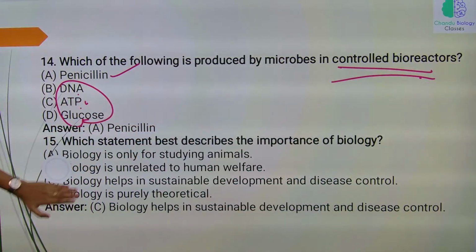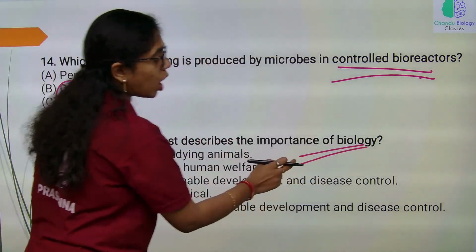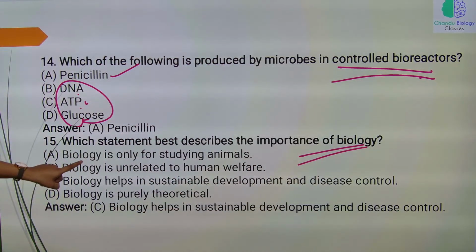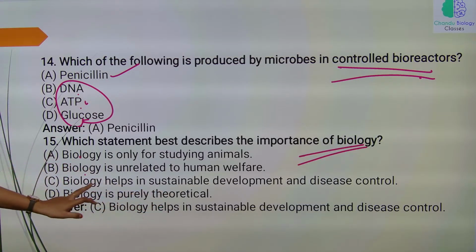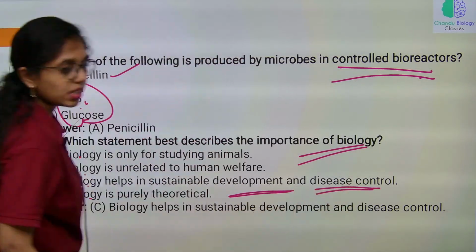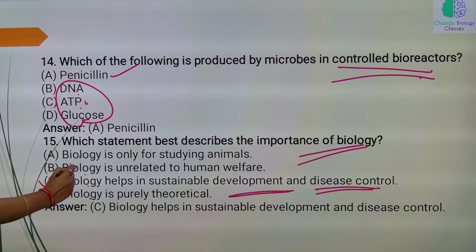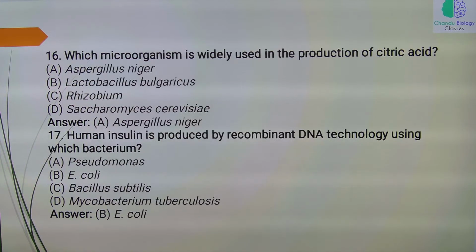Next, which statement best describes the importance of biology? Biology is only for studying animals? No. Biology is unrelated to human welfare? No. Biology is purely theoretical? No. Biology helps in sustainable development and disease control. This will be the right answer. It is just minimal identification for this chapter.